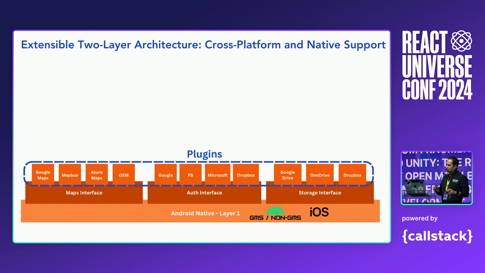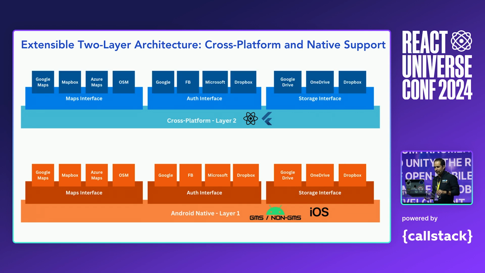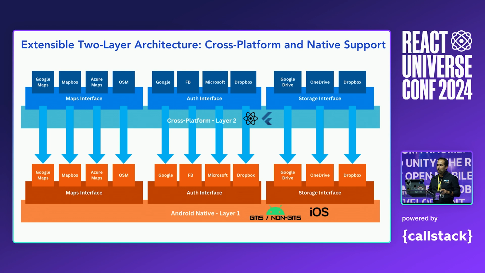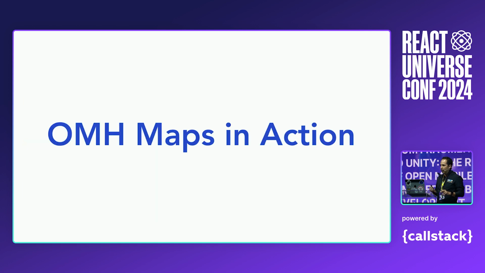But since the story is about two-layer architecture, we need to go one level up. One level up means that on the cross-platform side, we have, again, the same concept: an interface and plugins on top of it. The idea is that we want to reuse the native layer as much as possible, and make sure that this is, again, on the new architecture. So all the modules that we ship today in OMH 2.0 are compliant with the new architecture.